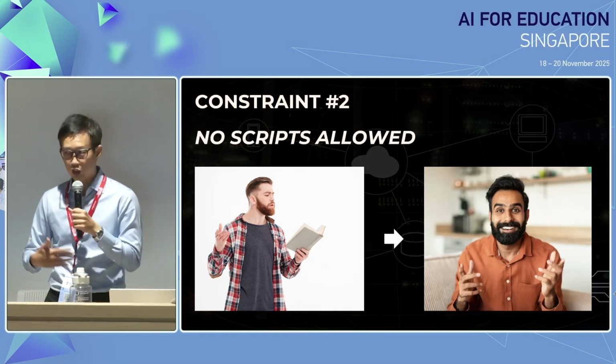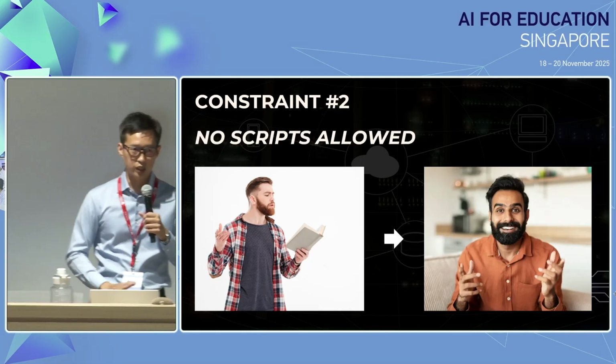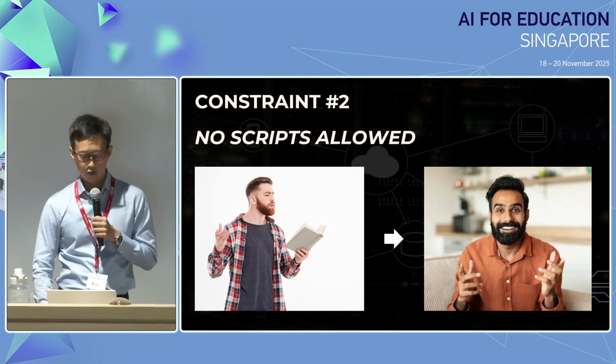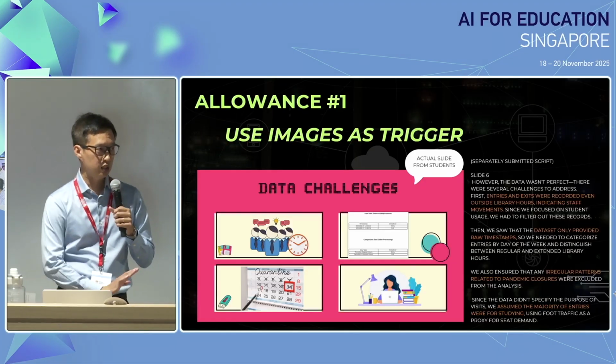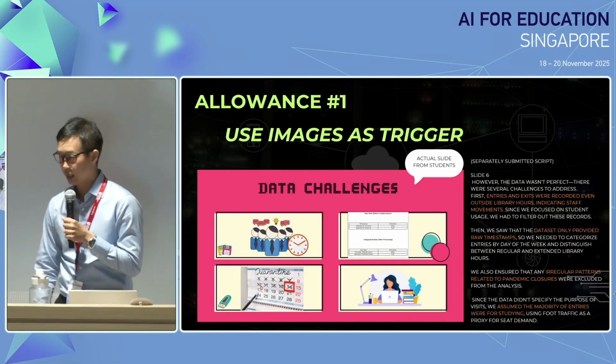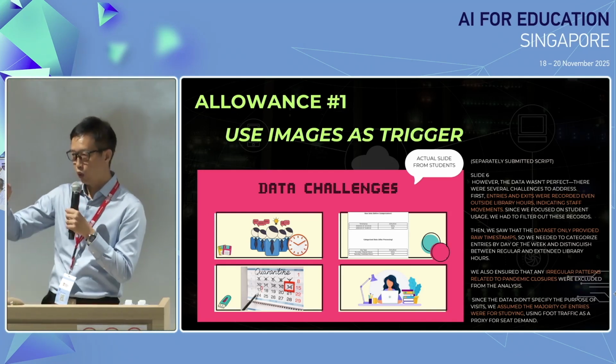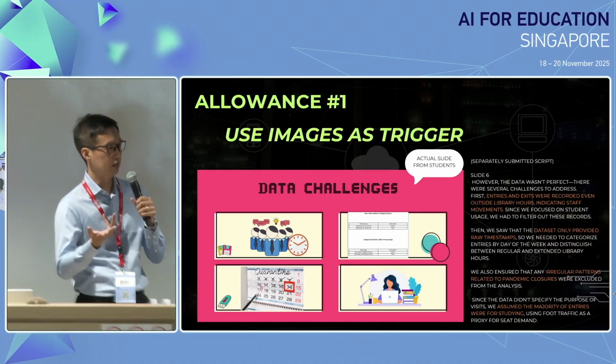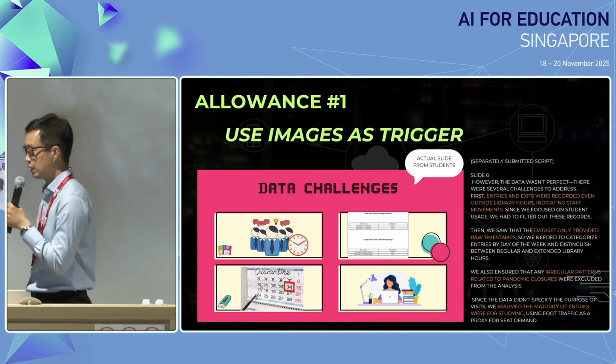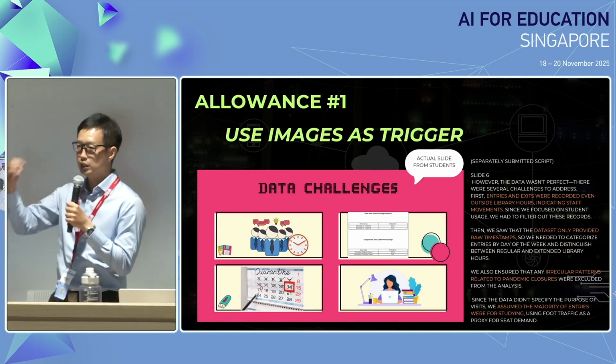I'm supposed to be grading the content. So here are some allowances to make their lives a little bit easier. First one, they can use images as much as they want, and the images are meant to be triggers. So the images can be Pokemon, Pikachu, Lady Gaga, Jack and the Beanstalk. It really doesn't matter. The point is that it is used to trigger the point that they want to say.